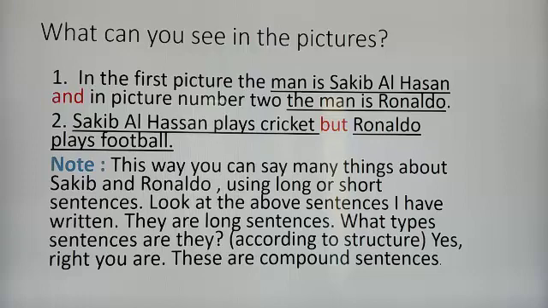Look at the above sentences I have written. They are long sentences. What types of sentences are they? Can you say according to structure? Yes, I think you can. You are right. These are compound sentences. So in a compound sentence, you can see conjunctions and underlined parts. These we call clauses. These are principal clauses. These principal clauses are connected by and, but.